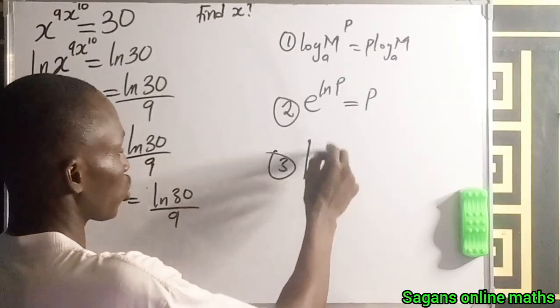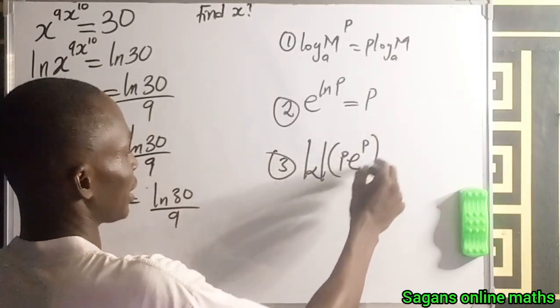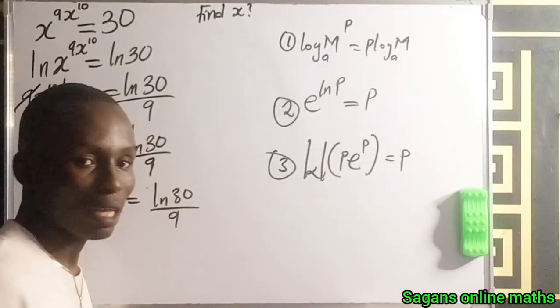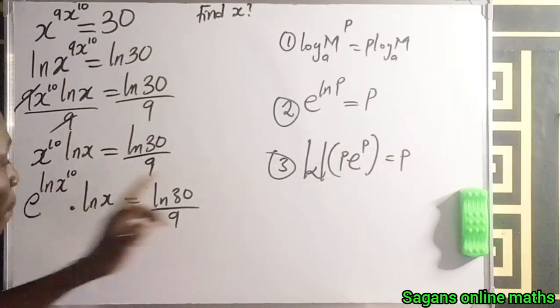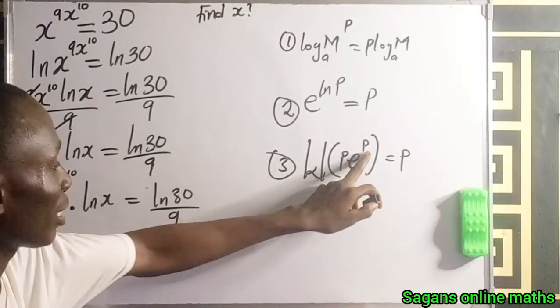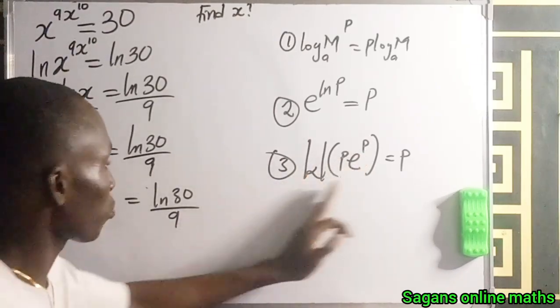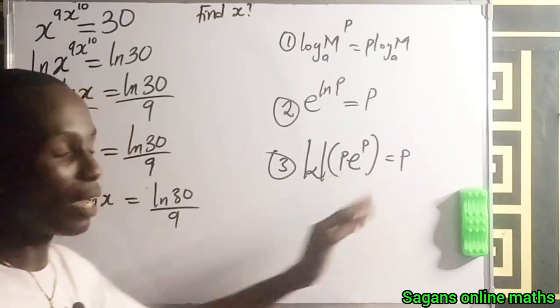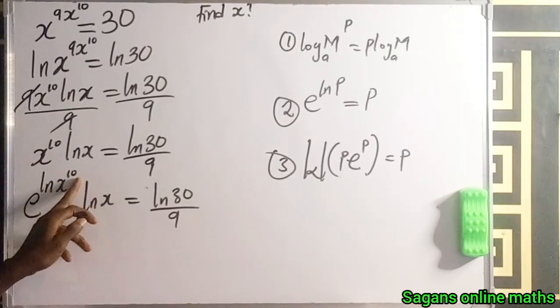The Lambert W function of p multiplied by e to the power of p is equal to p. Now the e you are seeing here is the e we are having here. Let's compare our exponents here with what is here, whether they are the same. If they are not the same, these properties cannot work. Now our exponent here is ln x to the power of 10, right?